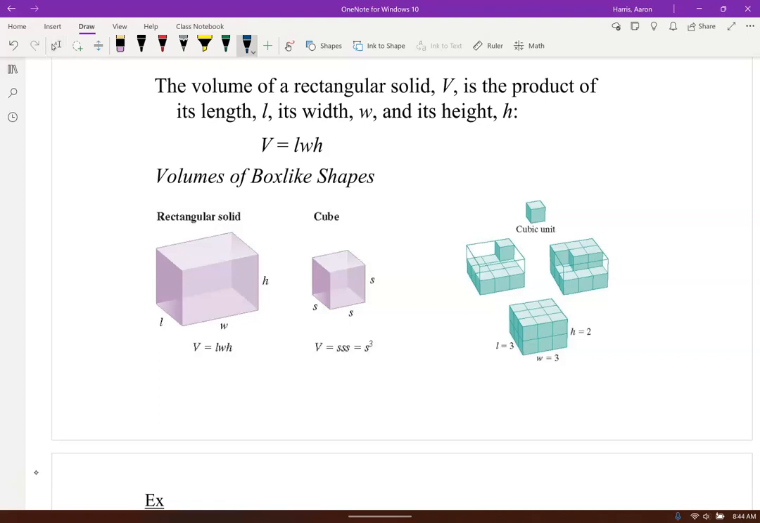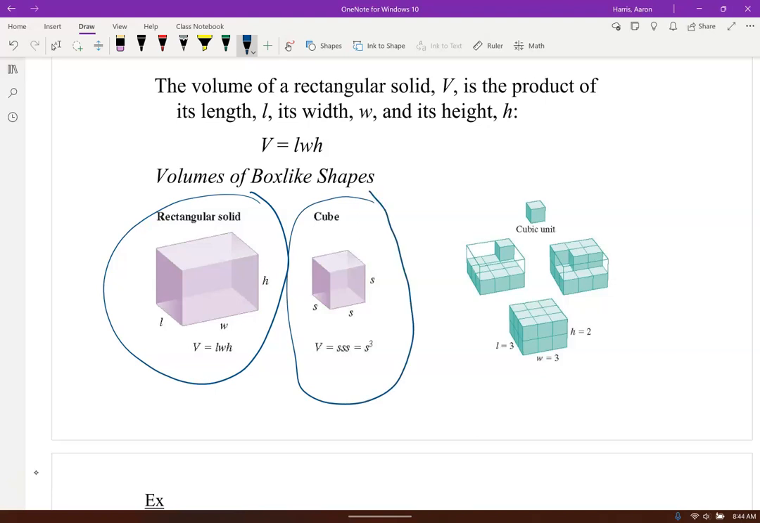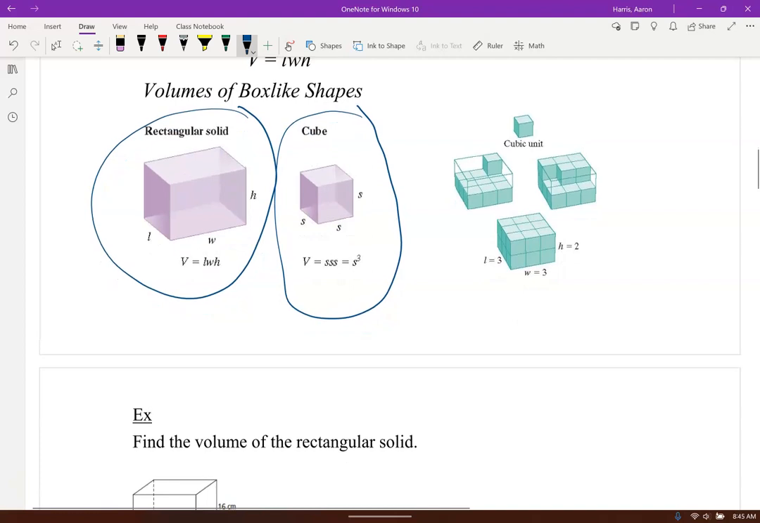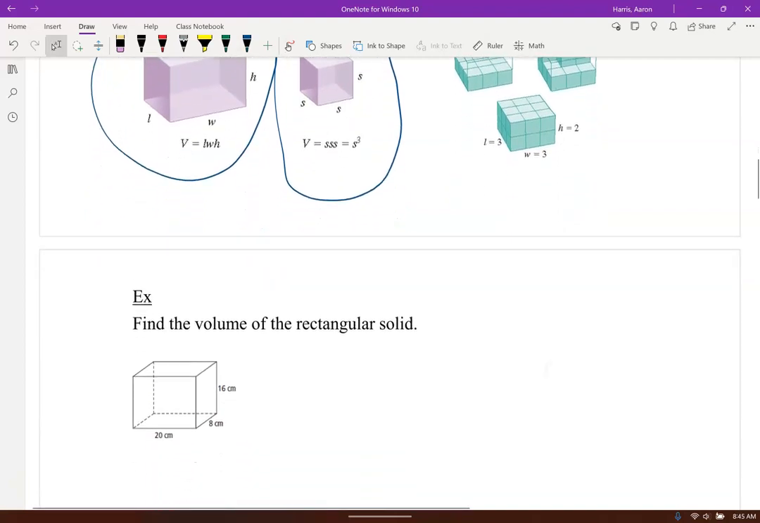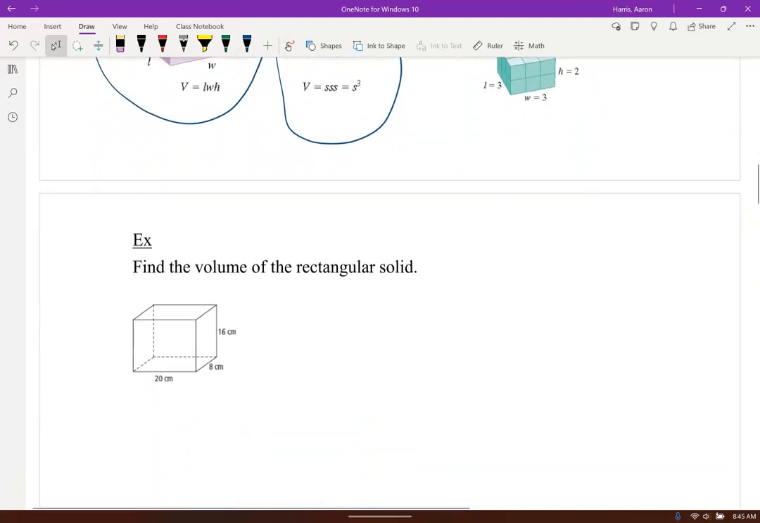Initially, for a rectangular solid, you have length times width times height. If it's all the same lengths, like for a cube, then it's just side times side times side. And that's telling you, for example with a pool, how many cubic feet of, let's say, water you'd have. But let's go ahead and do it for this one.